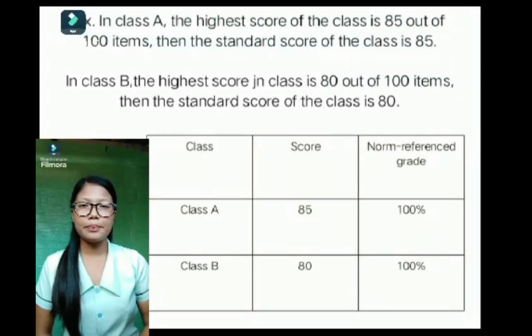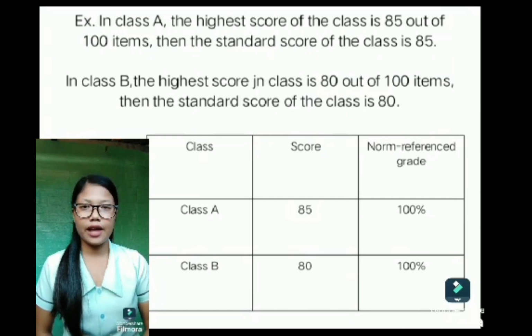Okay, so let's have an example. In class A, the high score of the class is 85 out of 100 items. Then the standard score is 85. While in class B, the high score of the class is 80 out of 100 items. Therefore, the standard score of the class is 80. So, in the table below, we have class A and class B. The score in class A is 85, then in class B is 80. So their norm reference grade is both 100%.